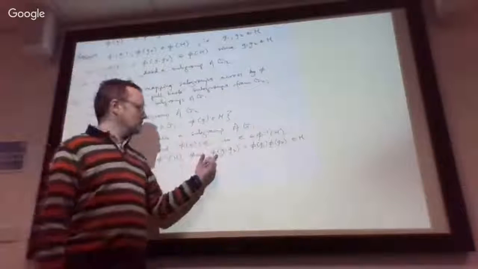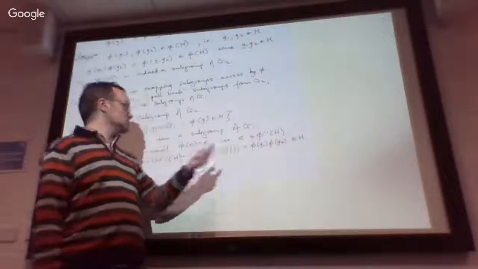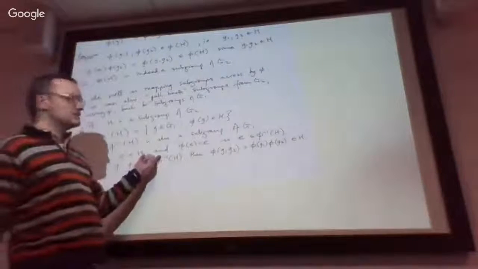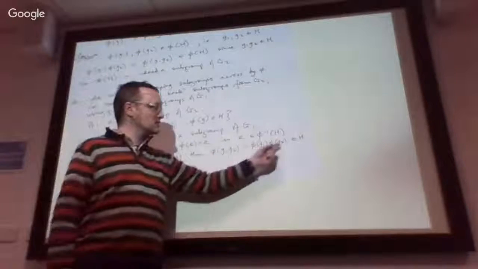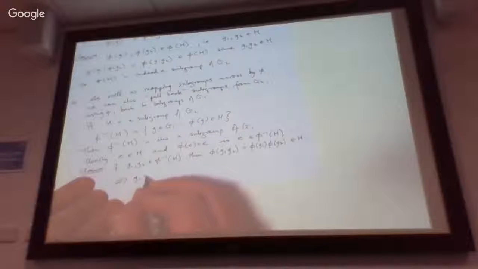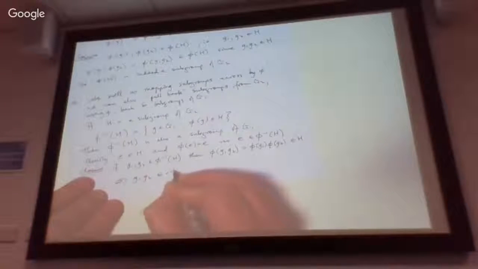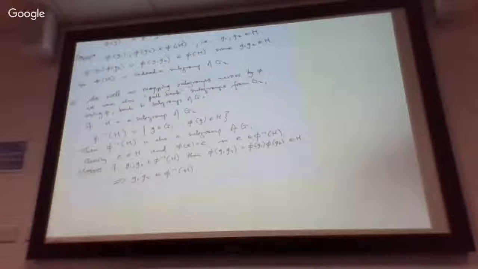So therefore g1 times g2 must again be in phi inverse of H, because g1 times g2 gets mapped by phi to something that is in H. So that implies g1 times g2 is an element of the pullback of H. So the pullback is closed under the group operation.